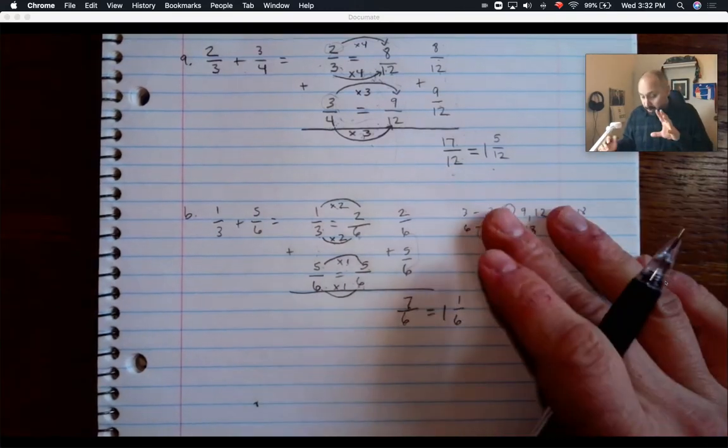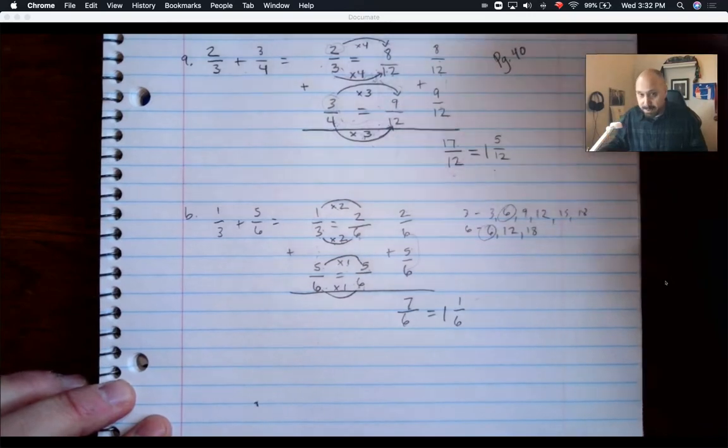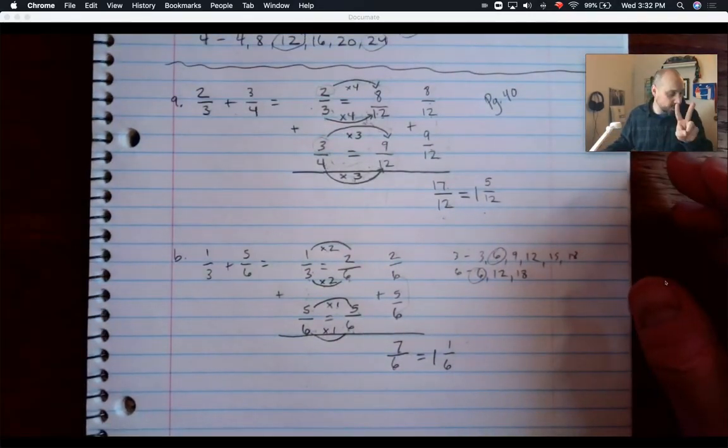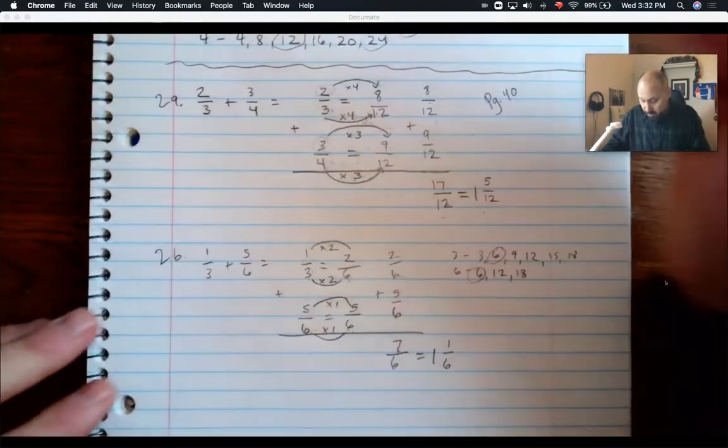Okay, so this is from page 40. Our examples here. This is A and B on page 40. Oh, on number 2. This is 2A and 2B.